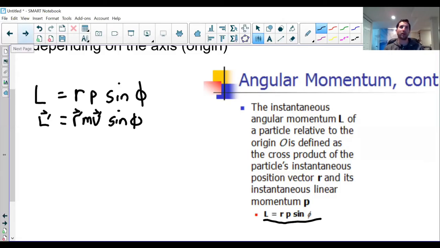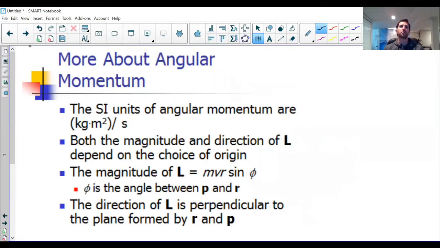All right, a little bit more about it. So the units for angular momentum are kilogram meters squared per second. Both the amount of angular momentum and the direction of the angular momentum depend on where you choose the origin to be. Okay, it's all relative to an origin. We already talked about what this is, how to calculate it. And I wouldn't worry about this right now.